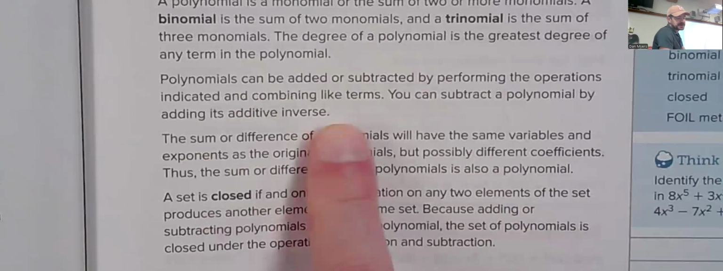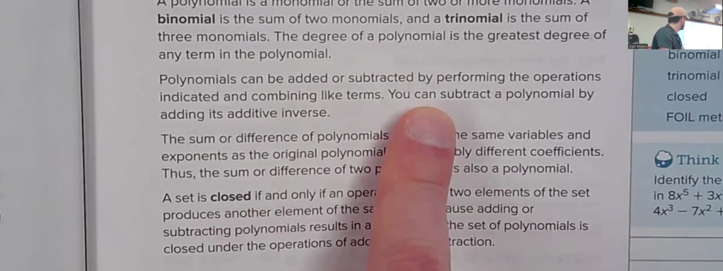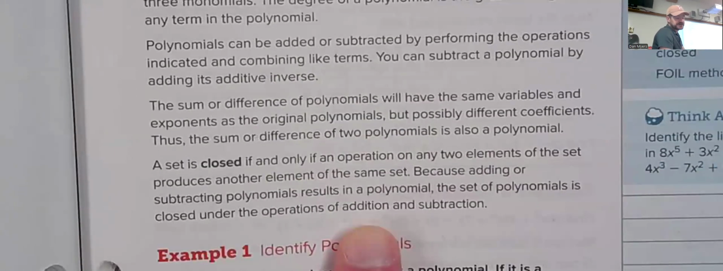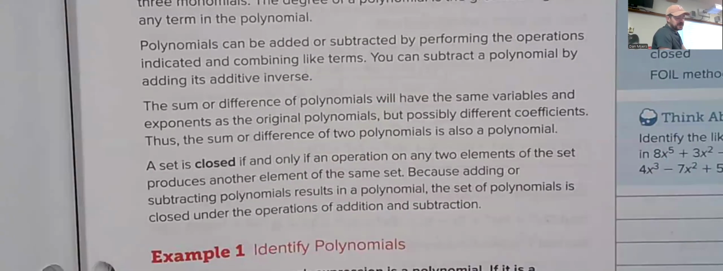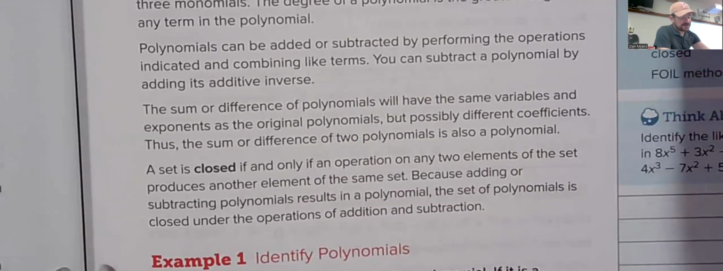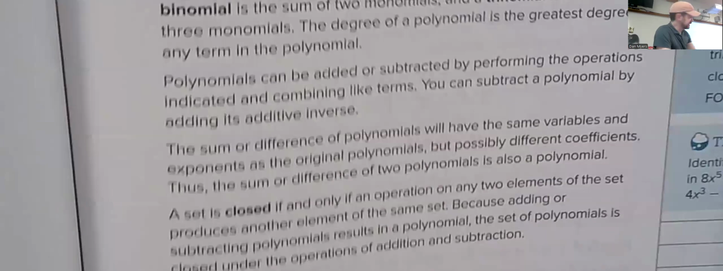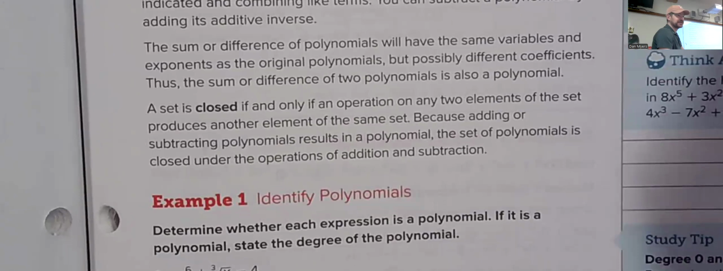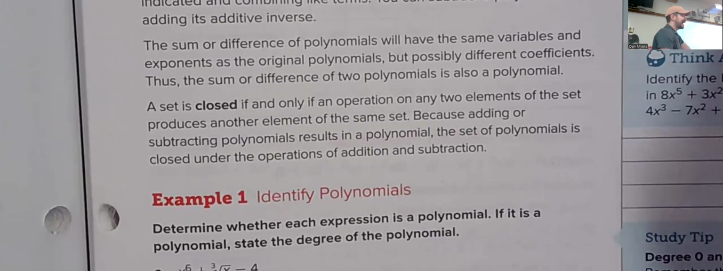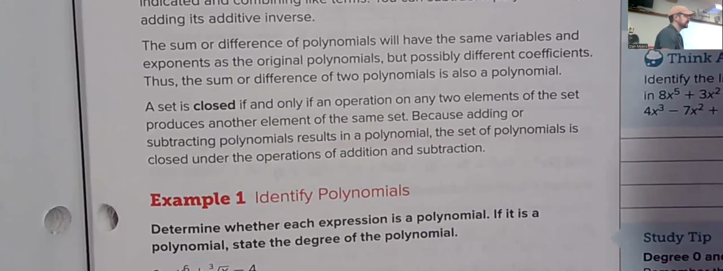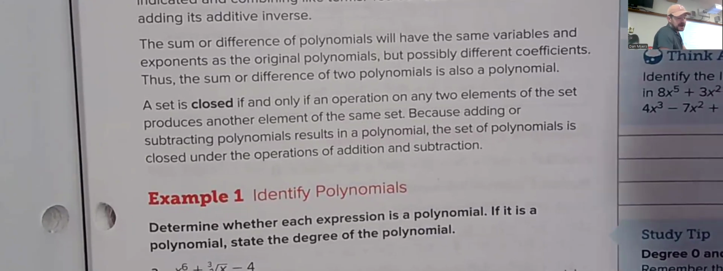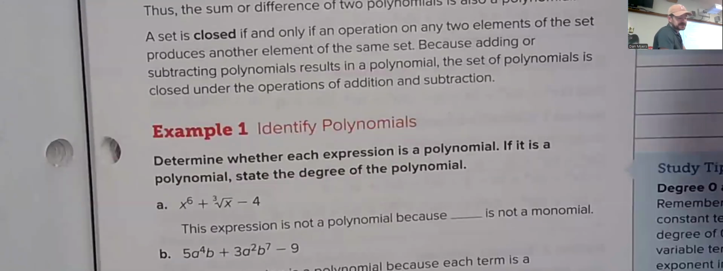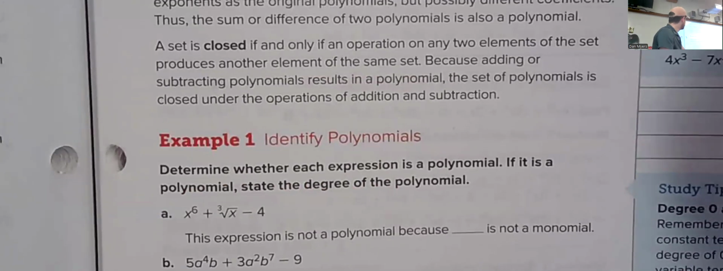Polynomials can be added or subtracted by performing the operations indicated and combining like terms. So find like terms, put them together. That's for adding and subtracting. You can subtract the polynomial by doing the same thing. The sum or difference of polynomials will have the same variables and exponents as the original polynomials, but possibly different coefficients. Keep the variables and exponents the same with the like terms, add or subtract the numbers in front of them. This is all familiar, I hope. Thus, the sum or difference of two polynomials is always a polynomial.